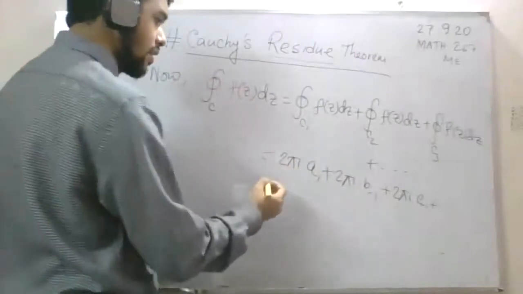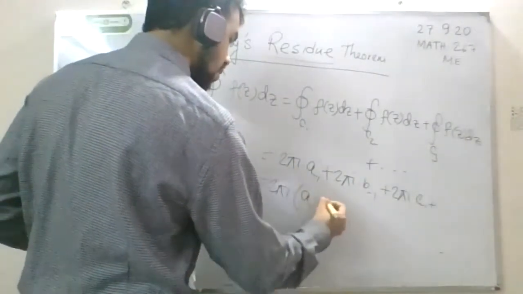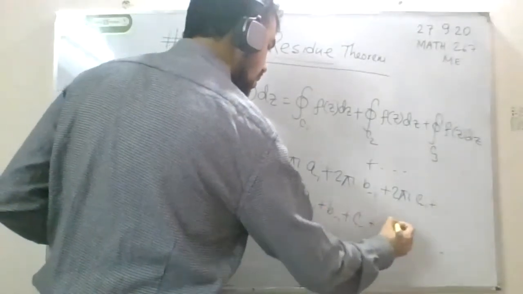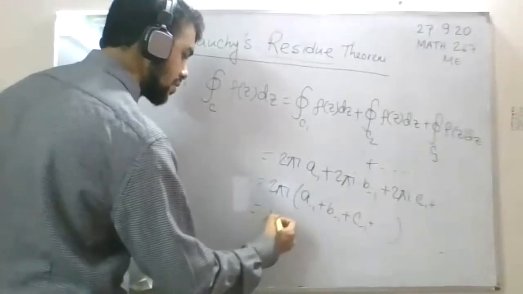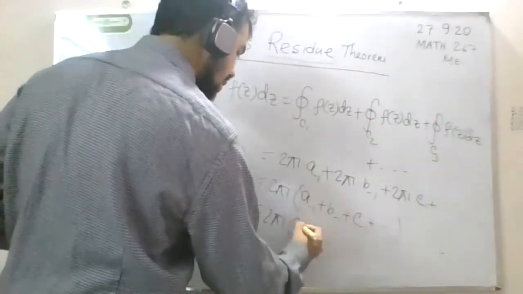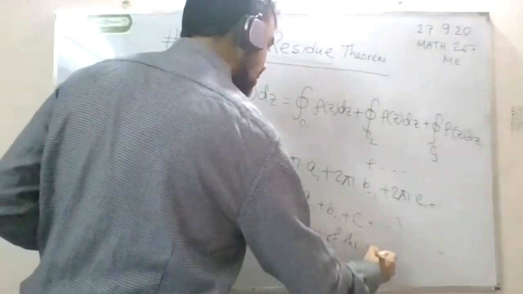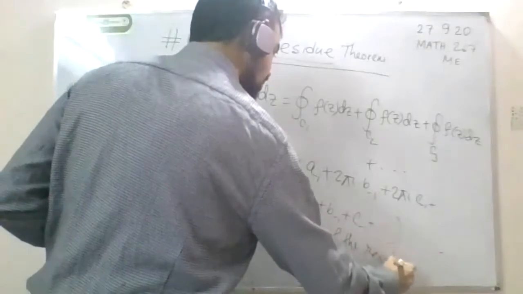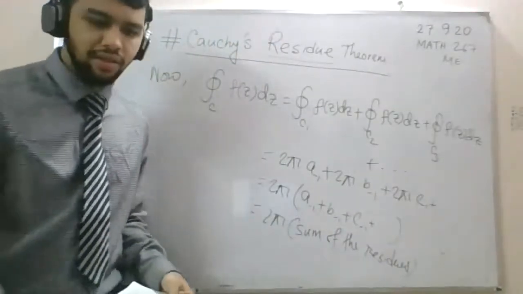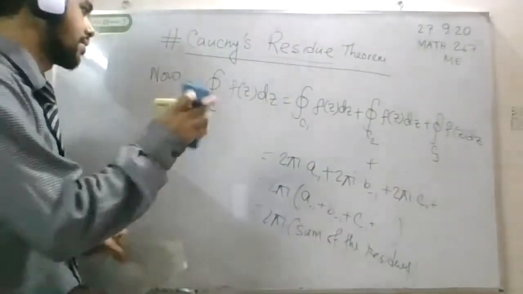So here you can also say that 2 pi i times a minus 1 plus b minus 1 and also c minus 1, which means the sum of the residues. These are the residues. So you can easily say this is the sum of the residues. So hence we proved our theorem, which is our Cauchy residue theorem.